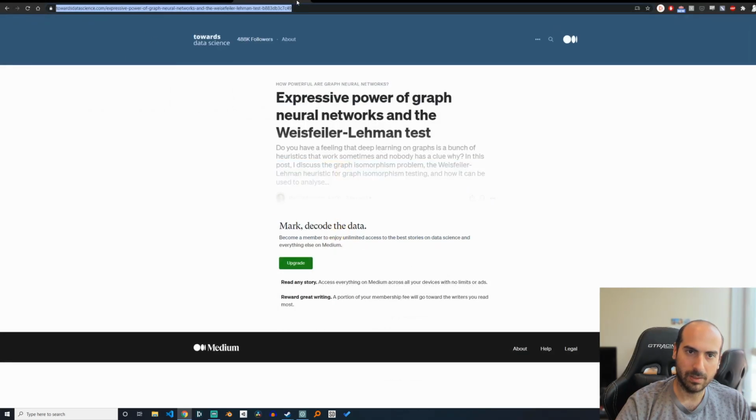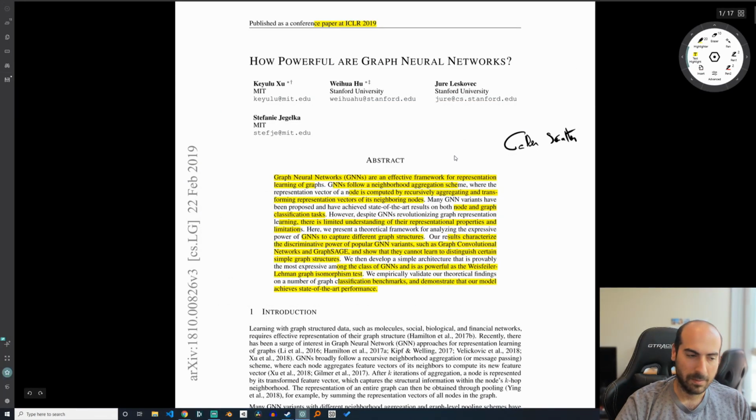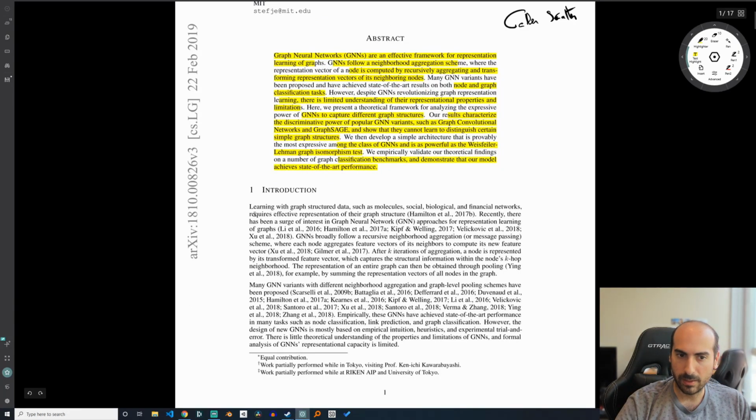Okay, anyway, let's get back to this. So, learning with graph structured data such as molecules, and so on. GNNs follow a neighborhood aggregation strategy. After k iterations of aggregation, a node is represented by its transformed feature vector, which captures the structural information within the node's k-hop neighborhood. The representation of an entire graph can then be obtained by pooling, for example, by summing the representation vectors of all nodes in the graph.